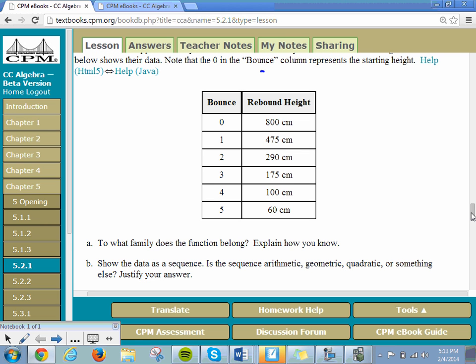So show the data as a sequence. Is the sequence arithmetic, geometric, or something else? So we're interested in finding out if there is a common, with arithmetic, either it's being added by a constant, geometric, it's being multiplied by a constant, quadratic, we know it has a symmetry around its vertex, or something else. And so with this one, we might want to plot the points. I think what I'm going to do is come back to that one.